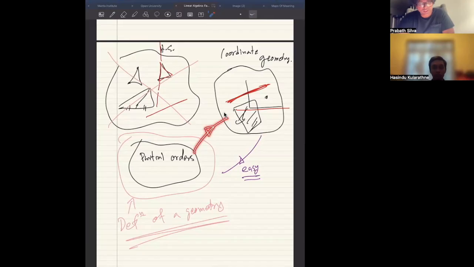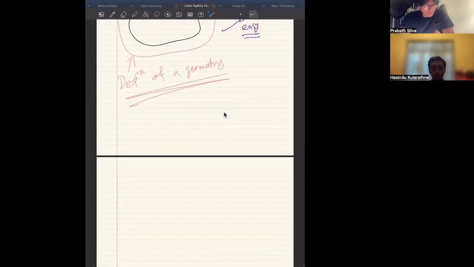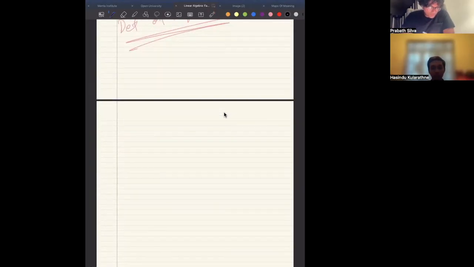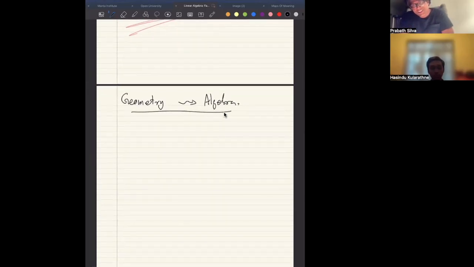Going from here to here means you have to construct something that looks like a line. If you have one line, then you have three of them, and then you have a coordinate system, and then you can write equations to describe lines. So let me write these two things: from geometry to algebra.